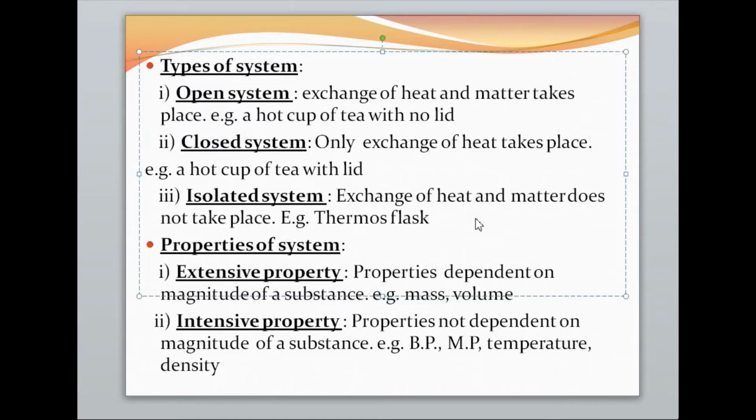Heat, of course, after some time, what will happen is it will start becoming cold. That's how exchange of heat will take place. So whatever the heat is in the surrounding will come to that cup of tea. And the matter is also passed on to the surroundings. Why? Because when the tea is evaporating, the liquid is evaporating, the matter present in it is also disappearing. So such a system is called an open system.